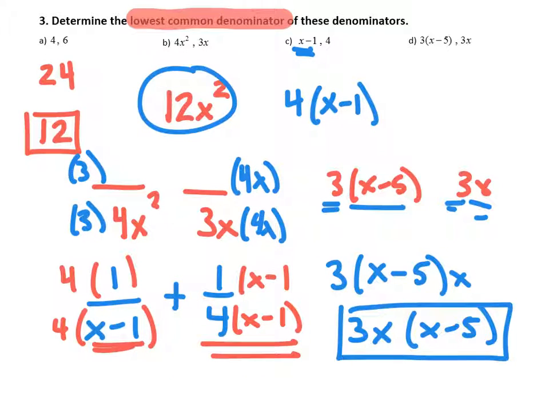So sometimes it's just as simple as multiplying the two numbers together, but if there are things already established, like the 3's here, you don't need to make it 9. You can use just the 3 as it is.